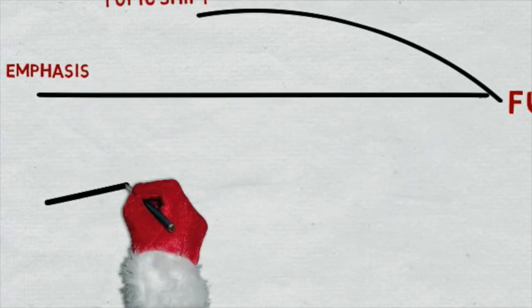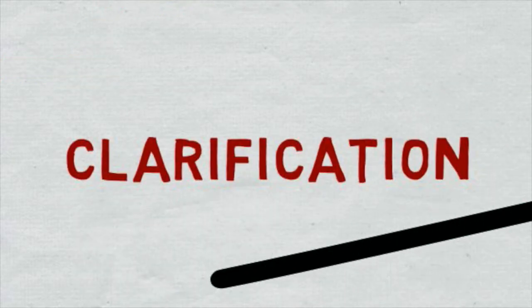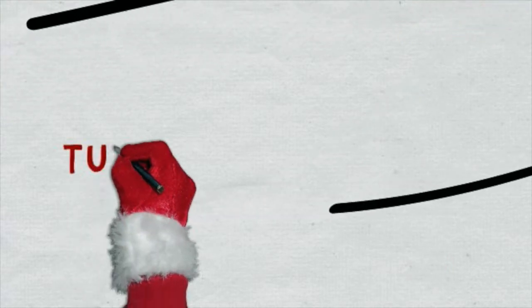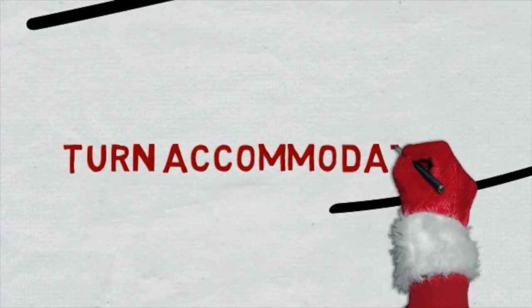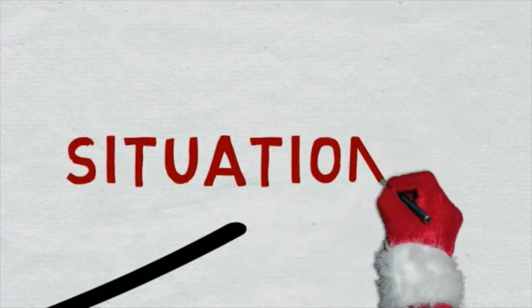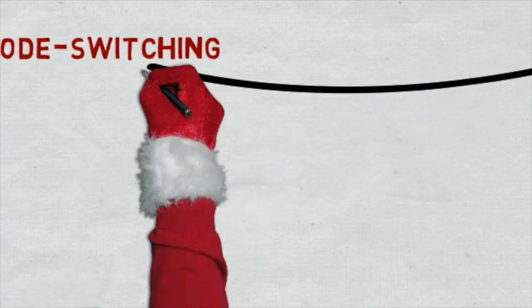The third function of code switching is clarification, where code switching aids in providing more information to clarify an idea or message. Lastly, we have turn accommodation, where code switching occurs between the speaker's turn. There are 2 types of code switching, namely situational code switching and metaphorical code switching. In situational code switching, as the name suggests, code switching varies according to the situation.